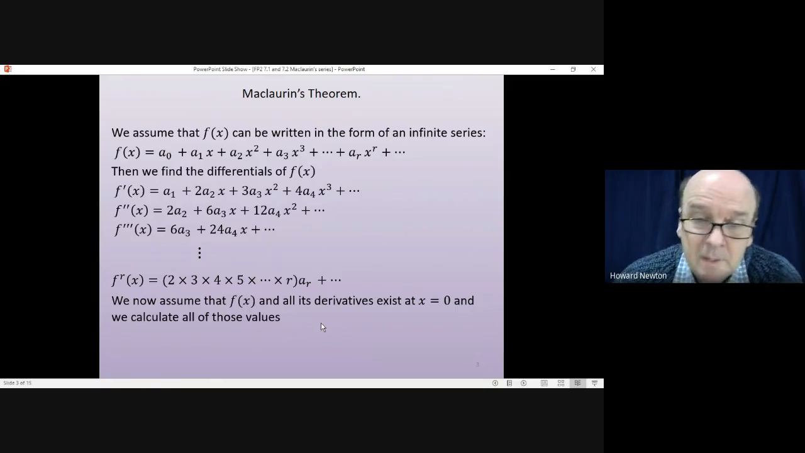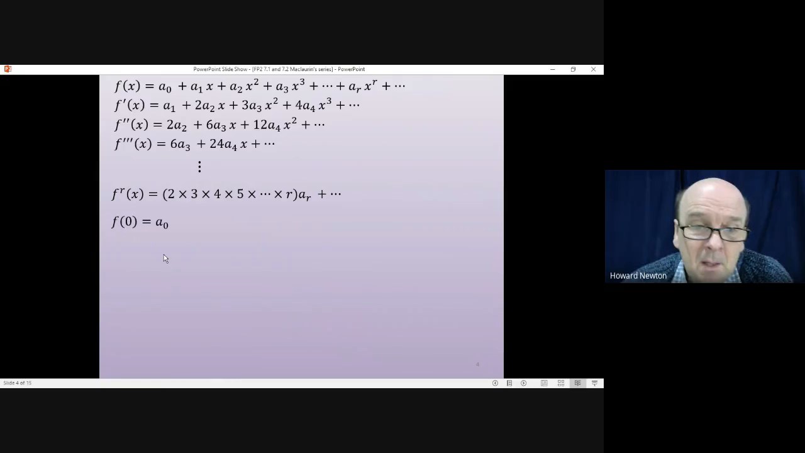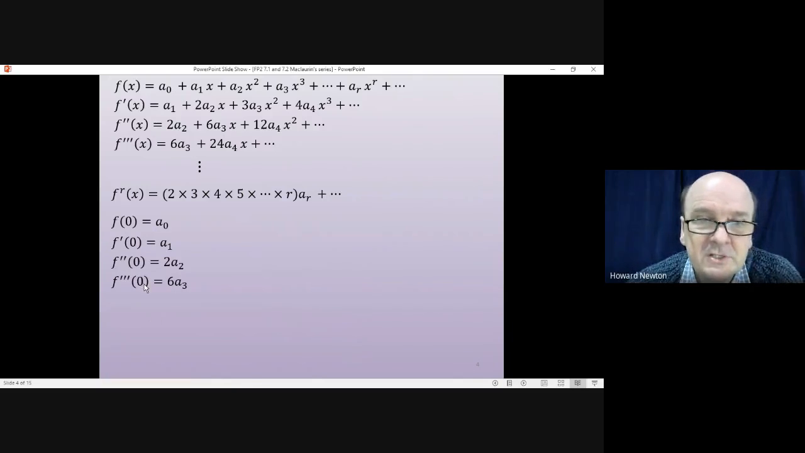We now assume that f of x and all of its derivatives exist at x equals 0. And we calculate all of those values at x equals 0. So that's what we've done so far. Now we substitute in x equals 0 into each of these. So f of 0 will just equal a0. Each time, all of the terms which have got an x in them vanish if x equals 0. So the first differential at 0 will equal a1. The second differential at 0 will equal 2a2. The third differential at 0 will just equal 6a3, and so on. And in general, the rth differential at 0 will equal r factorial times ar.